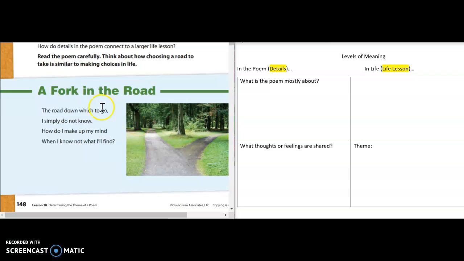So right away, I know that when I read it the first time, you were probably focused still on those elements of poetry, and you said, oh, there's some rhyming words there.